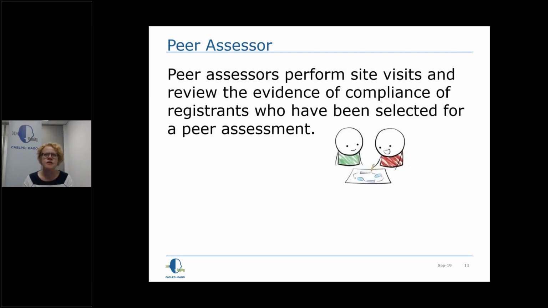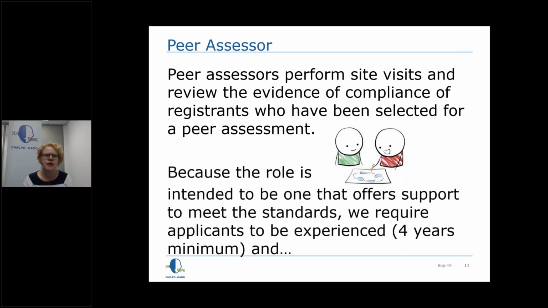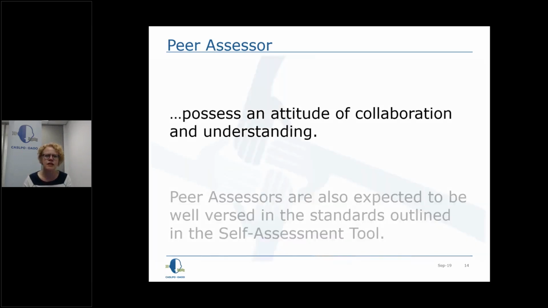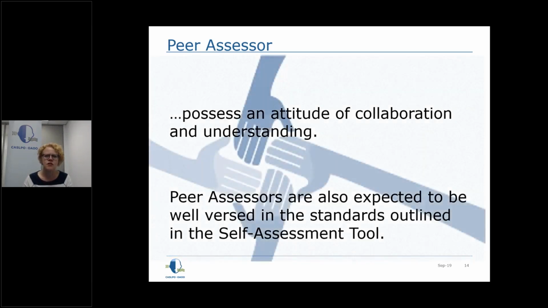Peer assessors perform site visits and review the evidence of compliance of registrants who have been selected for peer assessment. Because the role is intended to be one that offers support to meet the standards, we require applicants who have experience, so we're looking for 4 years minimum, and as well possess an attitude of collaboration and understanding. Peer assessors are also expected to be well versed in the standards that are outlined in the self-assessment tool.